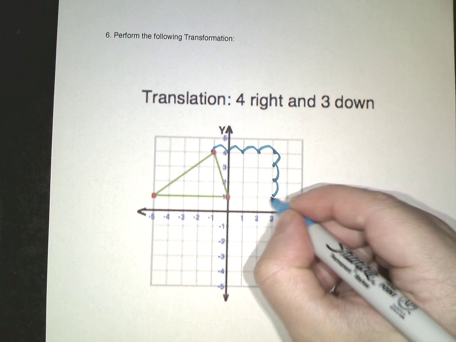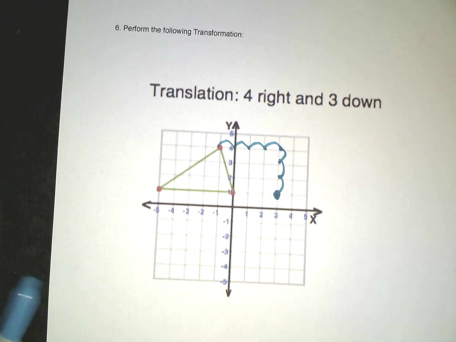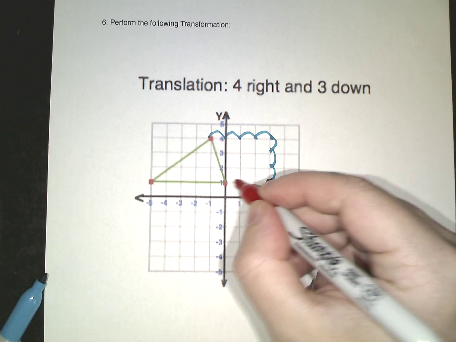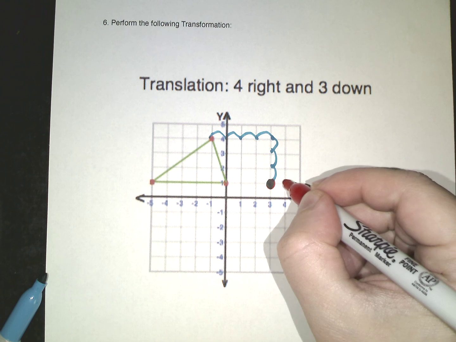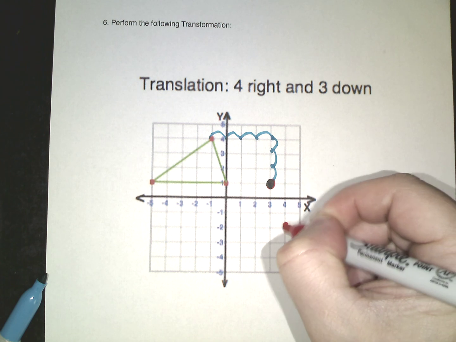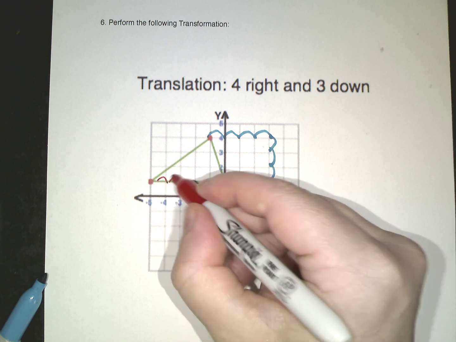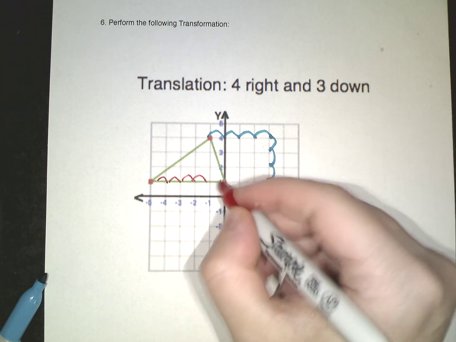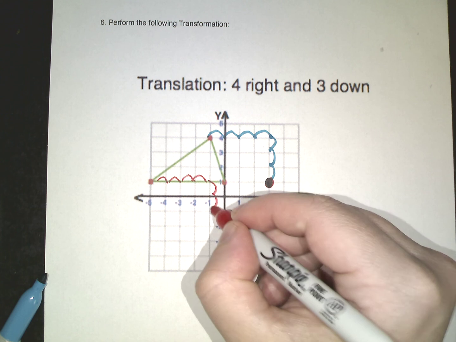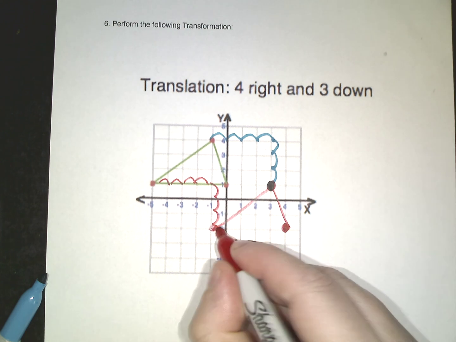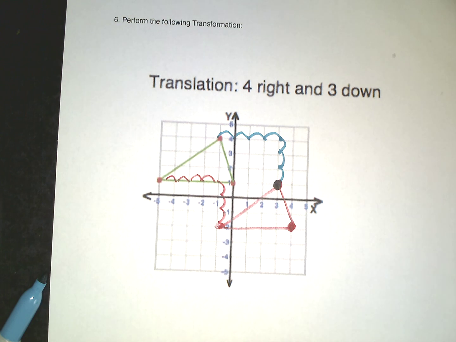So that would be your A. Okay, actually I'll do it in red here because they do it in red. Then this one, 4 right, 1, 2, 3, 4, and 3 down. This one, 4 right, 1, 2, 3, 4, and 1, 2, 3 down. And you get the triangle rewritten like that. Perfect. Okay? Don't try and do them all at once.